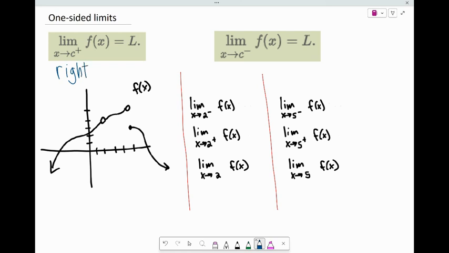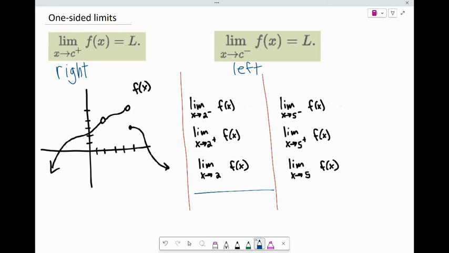Right? So on a number line, the bigger number is to the right. We're going to be actually approaching from the right, heading back towards the left. When you see the negative sign up here, you're going to be approaching c from the left. Okay, so let's look at this first column right here.